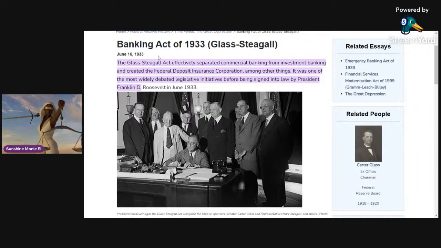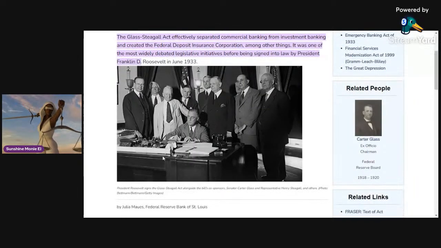So the Banking Act of 1933, which is the Glass-Steagall Act. The Glass-Steagall Act effectively separated commercial banking from investment banking and created the Federal Deposit Insurance Corporation, among other things, which is the FDIC. You guys usually see that on your debit cards. So there's like an insurance on all of your money. It was one of the most widely debated legislative initiatives before being signed into law by President Franklin Delano Roosevelt in 1933.